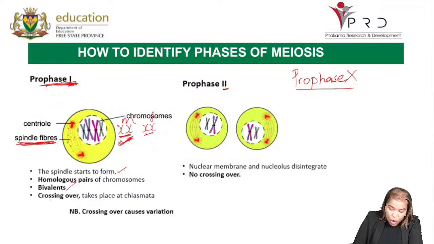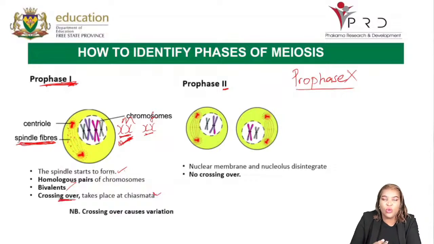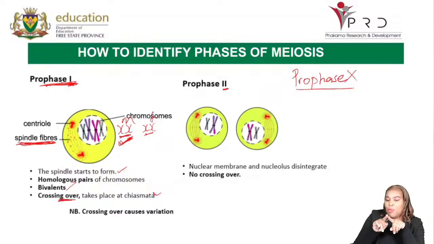Right. So crossing over takes place at a point called chiasma. So you start following what is happening here. There should be some touching and crossing over happening. So once I see this, I know for a fact that this stage is prophase 1, because only at prophase 1 is where crossing over is taking place. So where does crossing over take place? At a point called the chiasma.